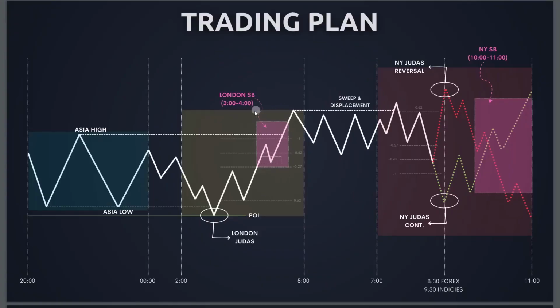By the way, I do have a full video about silver bullet, full strategy and over 1 hour of backtesting. It has a very great result. You can watch that video. Now, this is the third opportunity to enter.